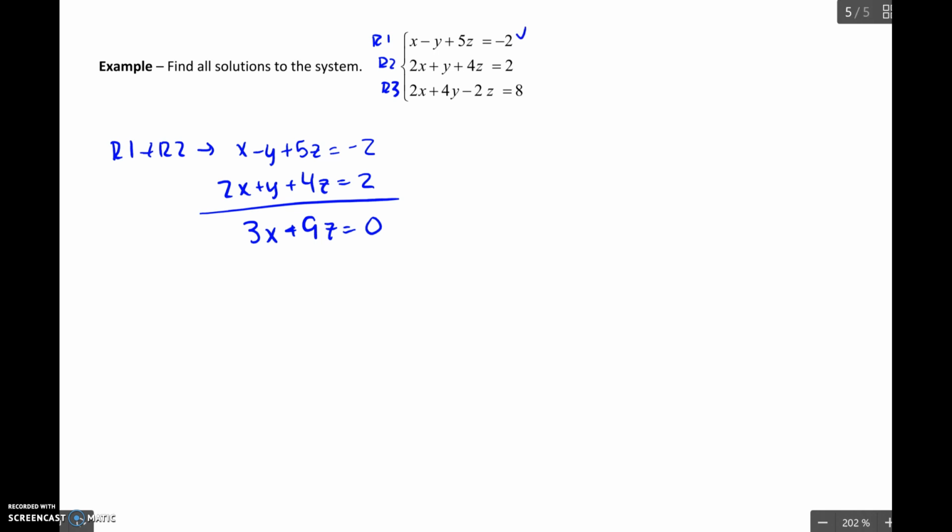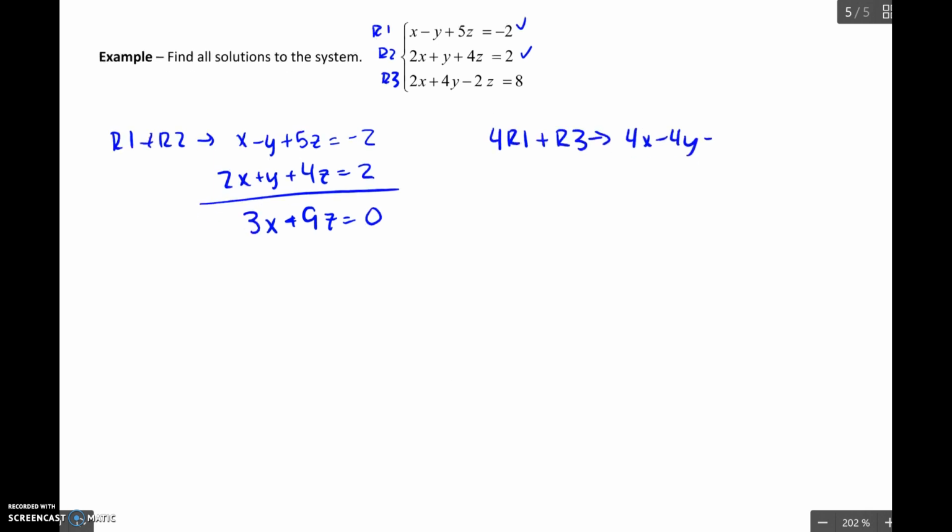So I've used row 1 and row 2, now I have to use row 3. We're eliminating the y's, so I'm going to do 4 row 1 plus row 3. So 4 row 1 gives me 4x minus 4y plus 20z equals negative 8. Make sure that you multiply through everything, and you don't forget to multiply the last term.